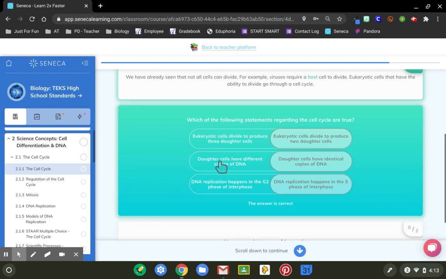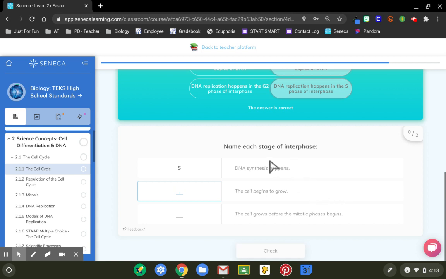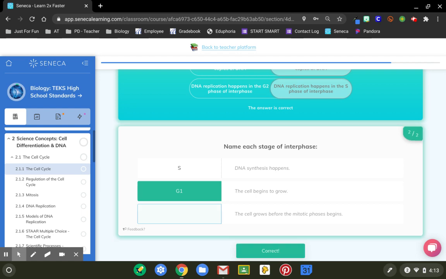All right. And then we have daughter cells have different copies of DNA, or daughter cells have identical copies. They have identical copies. And then DNA replication happens in the S phase of interphase. All right. Then we have three stages of interphase. We have the S phase, which is where DNA synthesis happens. We have what phase, where the cell begins to grow. And we have what phase, where the cell grows before the mitotic phase begins. So we have G1 and G2 to fill in here. Normally one comes before two, so we're going to put G1 in the first one and G2 in the second one.